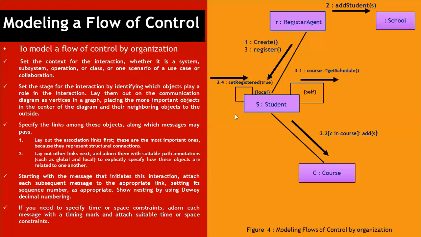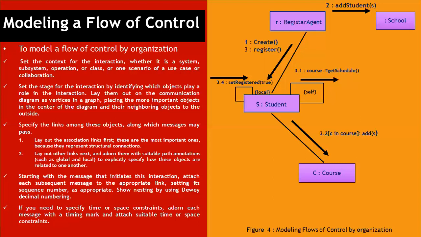Here the student is the most important, that's why we have placed it in the center of the diagram, and these are the neighboring objects we have placed. Then we need to specify the links among these objects along with the messages they pass. We lay out the association links first. These are the most important ones because they represent the structural connection. Then we lay out other links next and adorn them with a suitable path annotation to explicitly specify how these objects are related to one another.